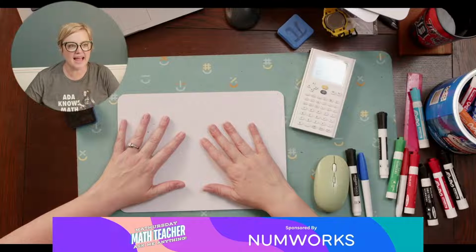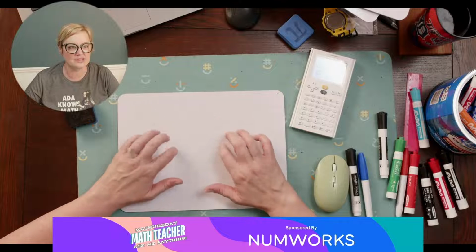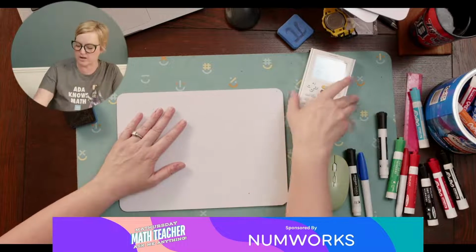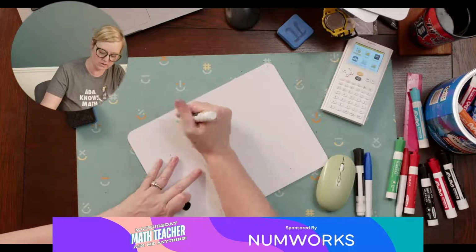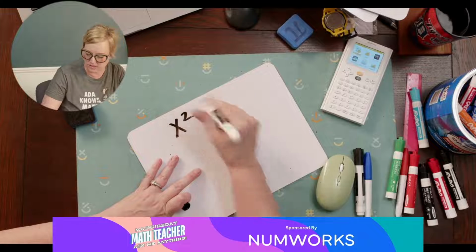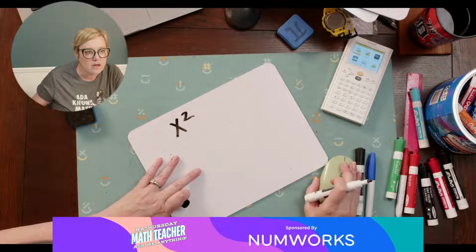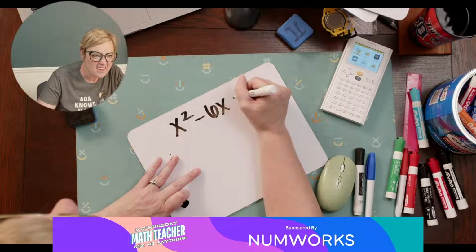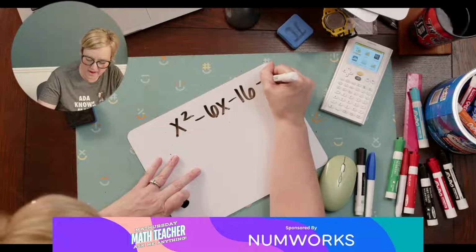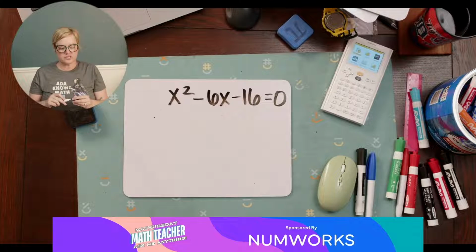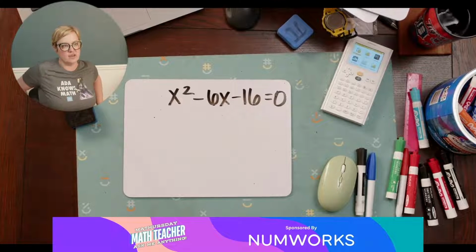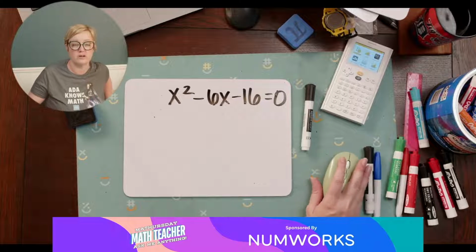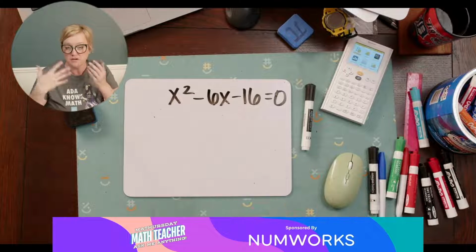Okay, one last quadratic. Let's see, solve for roots: x squared minus 6x minus 16. We can do that, and I can show you all sorts of ways to solve these quadratics. So we have x squared minus 6x minus 16, and we'll call that equals 0. So when we're looking at this, there are a few different ways to solve it.